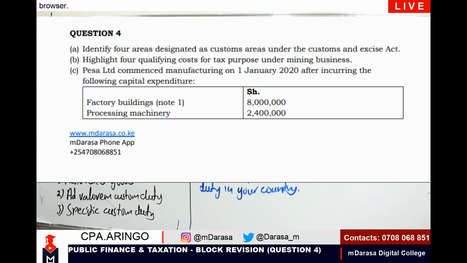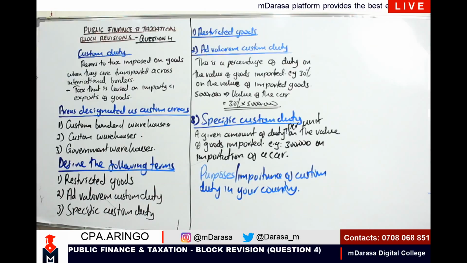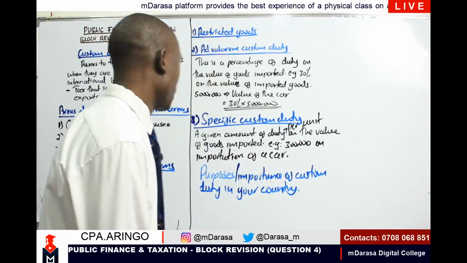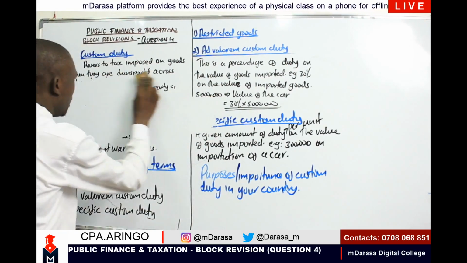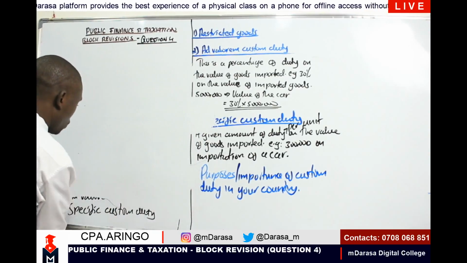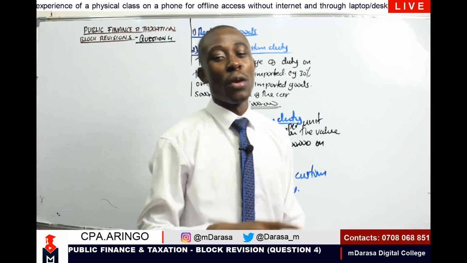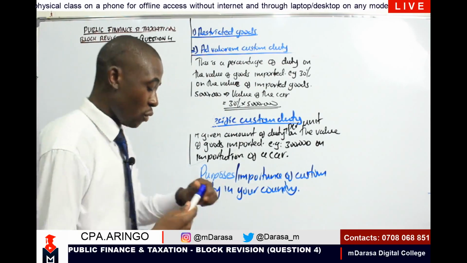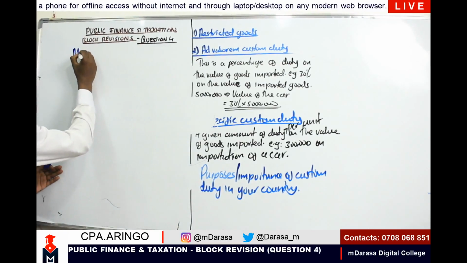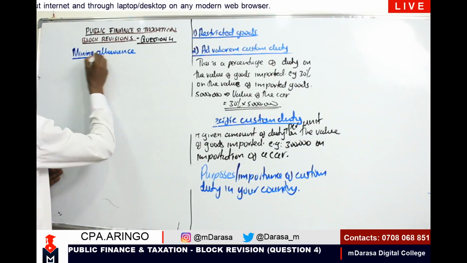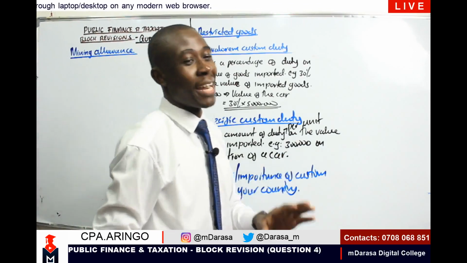This is what you are told. Part B, highlight 4 qualifying costs for tax purposes under mining business. So this will take us to a concept of what? Capital allowance, which we've said, by the way, a lot has changed in regard to capital allowance. So part B of that question, we are asked about the concept of mining allowance.